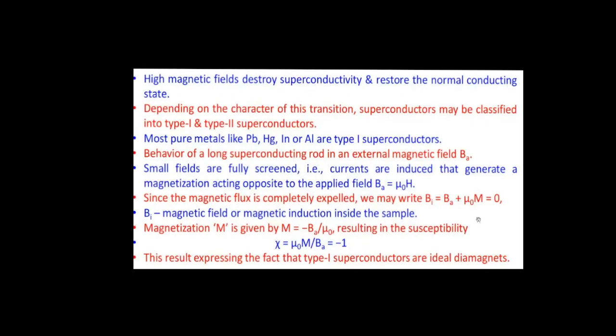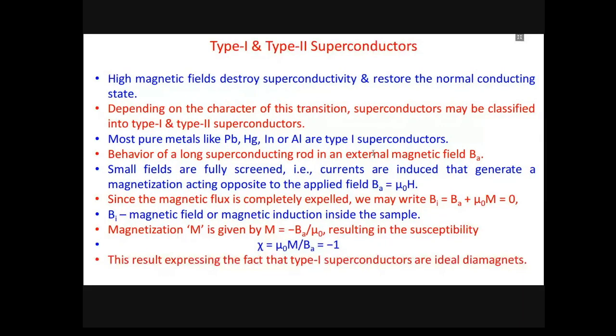So we know that the magnetic field can destroy the superconducting properties, because it will penetrate into the material and break the Cooper pairs, and as a result the superconducting properties can be destroyed, or it is converted into the normal conducting state. So depending on the characteristics, superconductors may be classified into two types, right? Basically, type 1 and type 2. Most of the pure metals like lead, mercury, iron, and aluminum come under the type 1 superconductors. We will see what is type 1 and type 2.